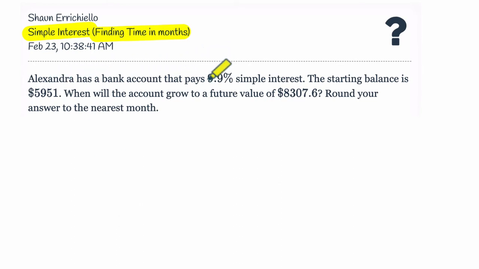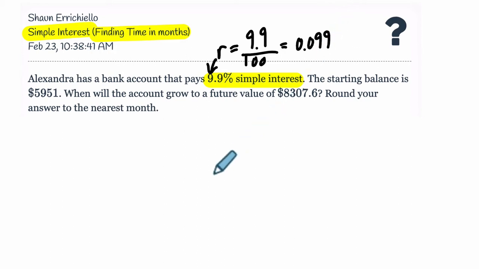Alexandra has a bank account and it pays 9.9% simple interest. Great. That is called our R value, our rate. So that's 9.9%, so 9.9 out of 100. And that's 0.099. We're getting somewhere. The starting balance is 59.51. That is our principal. So putting all of this money into the account, it's our principal or starting amount, 59.51.